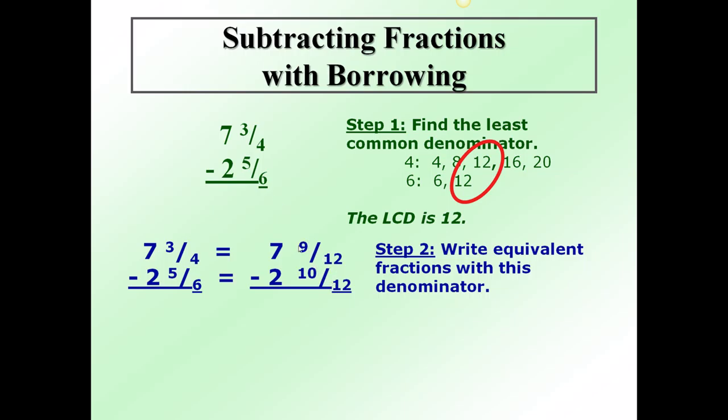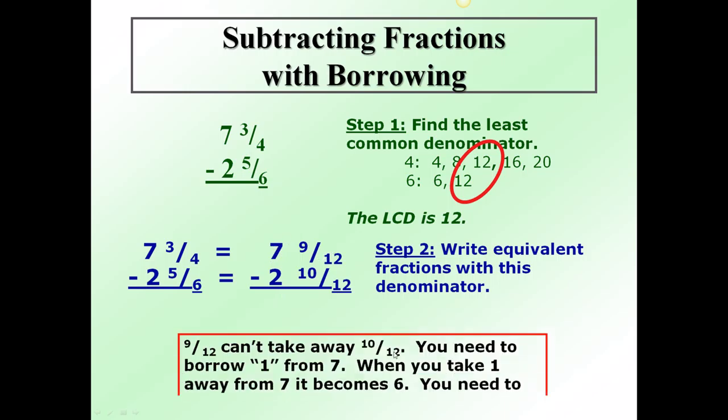But here's the problem, because step 3, the last time we did step 3, told us that we needed to subtract our fractions. It was time to subtract. But 9 can't take away 10. 9/12 is not bigger than 10/12. But would you agree that 7 and 9/12 is much larger than 2 and 10/12? So yes, this is the larger number, so we can subtract, but we're going to have to strategize.